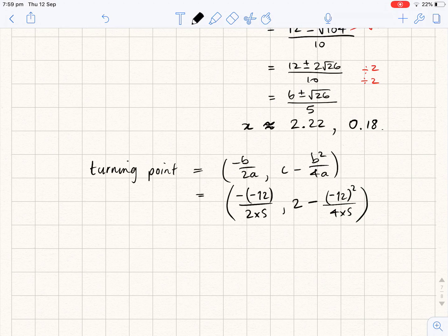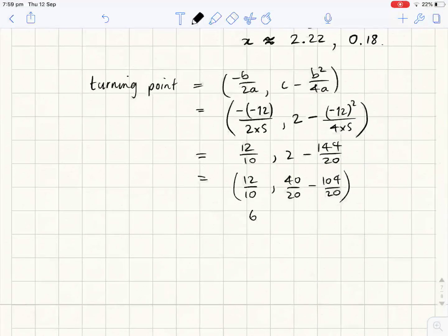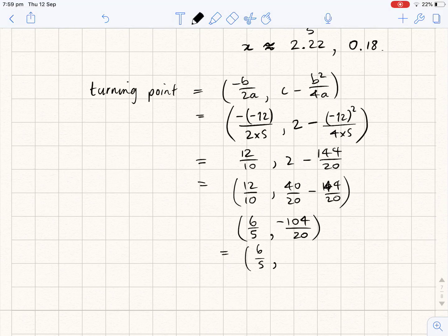And this is a coordinate point, so I'll put it in brackets. Okay, 12 on 10, and then 2 minus 144 on 20. And if I work with my fractions here, that becomes 40 on 20 minus 104 on 20. And then I can simplify the first fraction to 6 over 5. And my second fraction becomes, sorry, that was supposed to be 144. Now it's 104 over 20. And simplify the fraction down, 6 over 5, and minus, then it becomes negative 26 over 5.